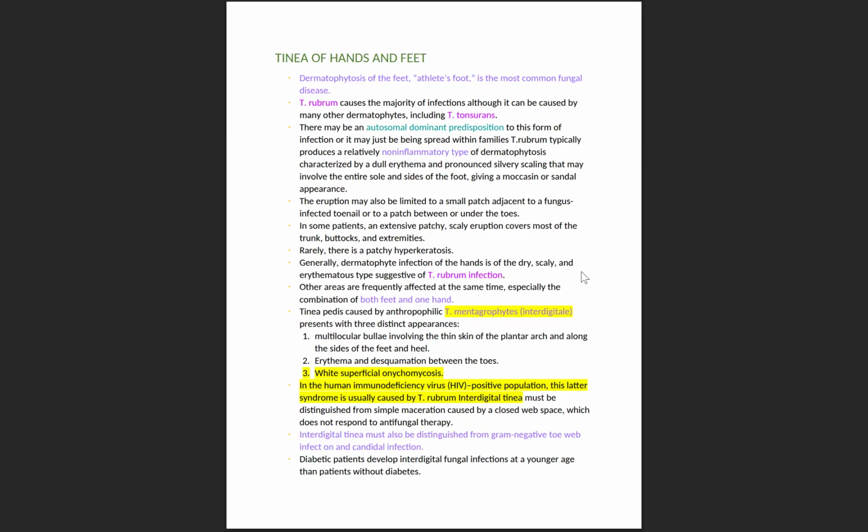Interdigital tinea must also be distinguished from gram-negative toe web infection and candidal infection. ممكن gram-negative، ممكن candidal infection، أو ممكن مجرد إنه maceration. Diabetic patients develop interdigital fungal infection at a younger age than patients without diabetes.